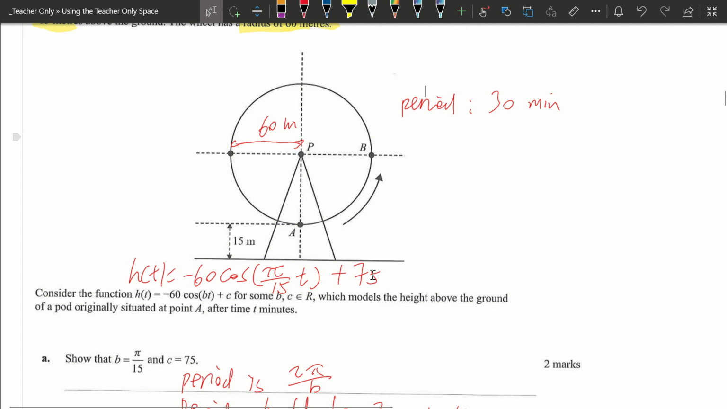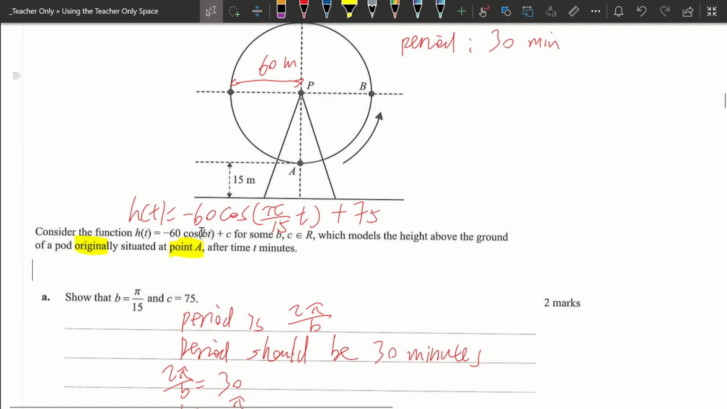I didn't write this red line in the beginning. But then I read the question. Consider the function h of t is negative 60 cos of bt plus c for some value b and c. And it models the height above the ground of the pot. And the pot is originally at A. So it begins at point A. And it says show that b is pi over 15 and c is 75.